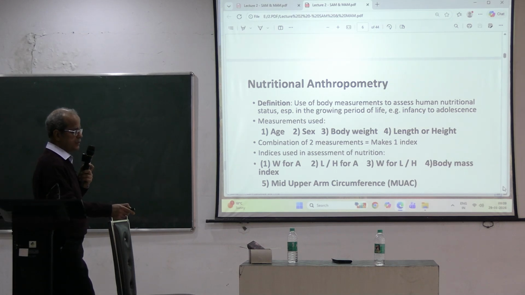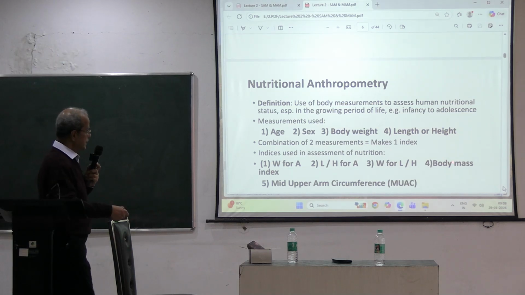Wasted. So that is called wasting. So wasting and stunting, they are two aspects of detecting malnutrition. Body mass index is generally used to assess obesity, and mid upper arm circumference is also very important. If the child is 6 months to 5 years of age, then measuring mid upper arm circumference will give you an idea whether the child is malnourished or not.